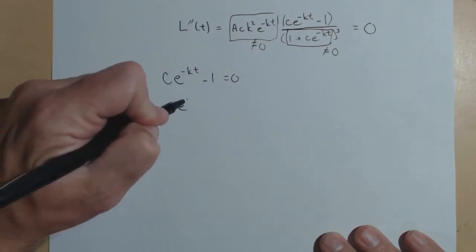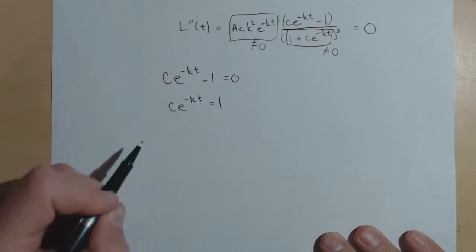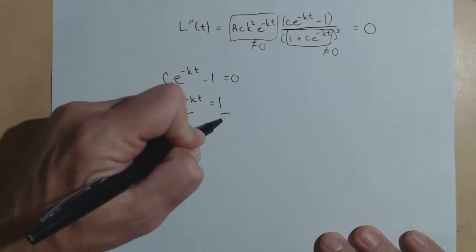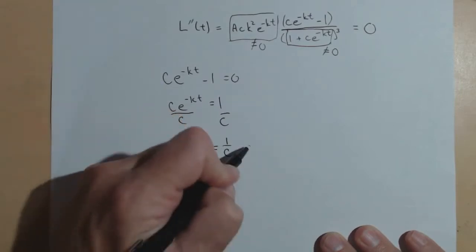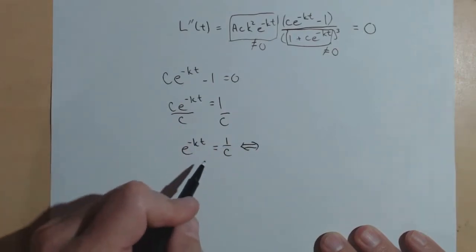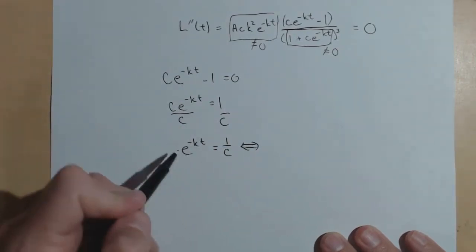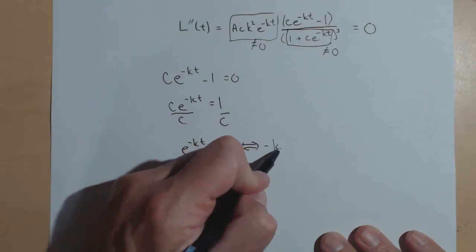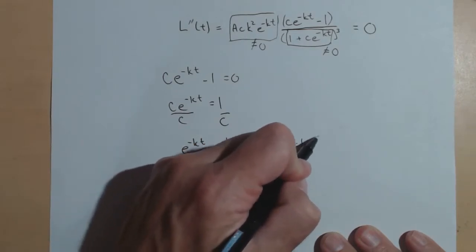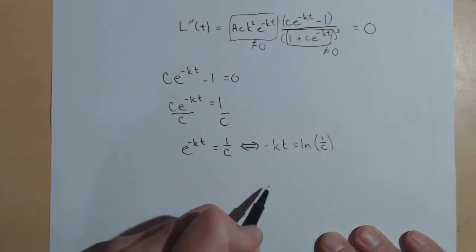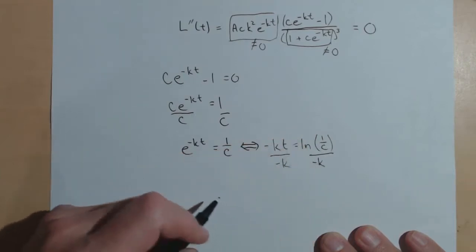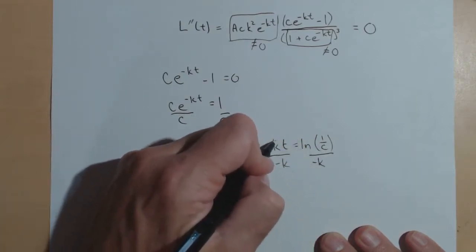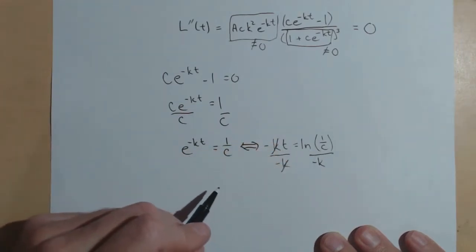So we've got CE to the negative KT equals 1. Divide both sides by C. We have e to the negative KT equals 1 over C. Now this can be rewritten using a natural log, right? A log base e. So negative KT equals the natural log of 1 over C. Last, divide both sides by negative K, and we've got our t. We've got our critical value, because those will cancel. T equals ln of 1 over C, over negative K.